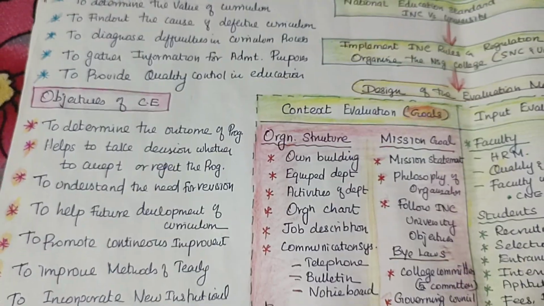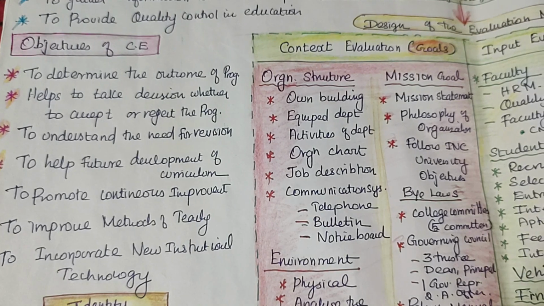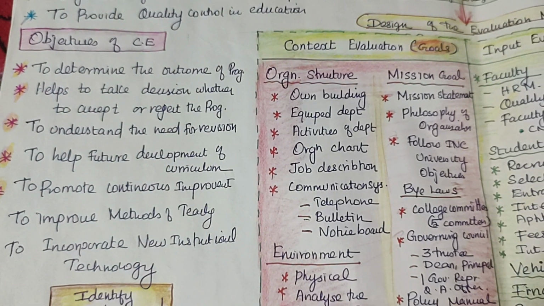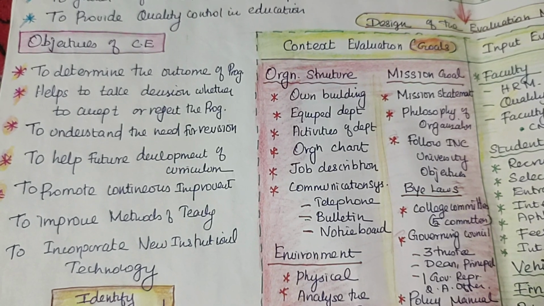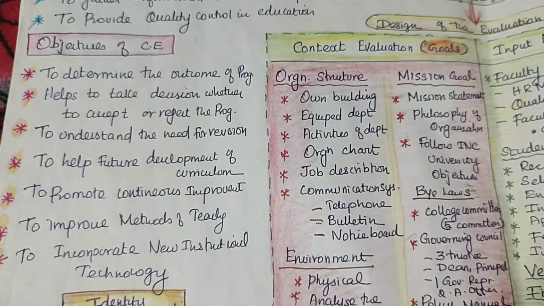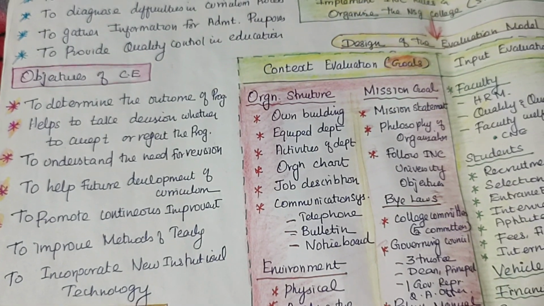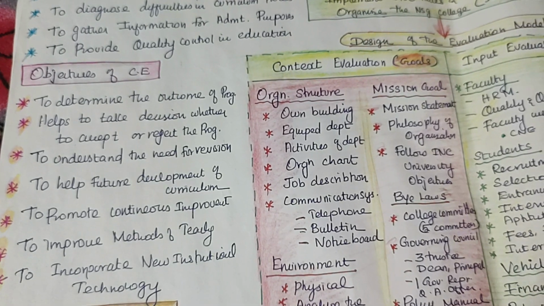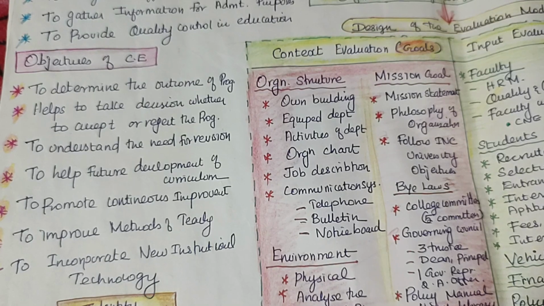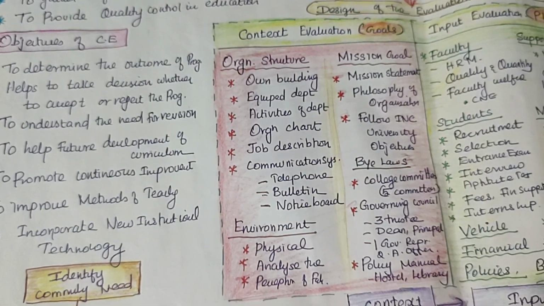Main objectives: what are the objectives of curriculum evaluation? To determine the outcome of the program, to help in the decision whether to accept or reject it, to understand the need for revision, to help future development, to promote continuous improvement, and to improve the methods of teaching and incorporate new instructional technologies. For example, they have formulated new things now, like OSPE. We see that correct evaluation is going on, whether every college is doing that or not.